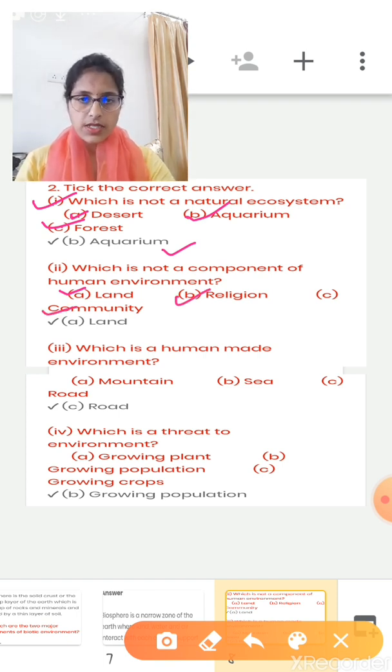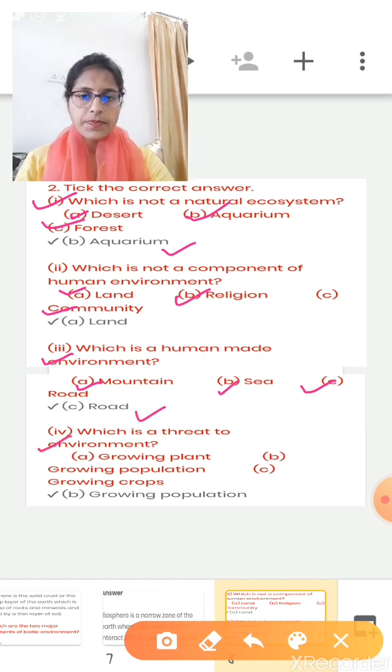So land is not a component of the human environment. Now the third one is which is a human-made environment. The first option is mountain, the second one is sea, and the third one is the road. So which is a human-made environment? Road is a human-made environment.